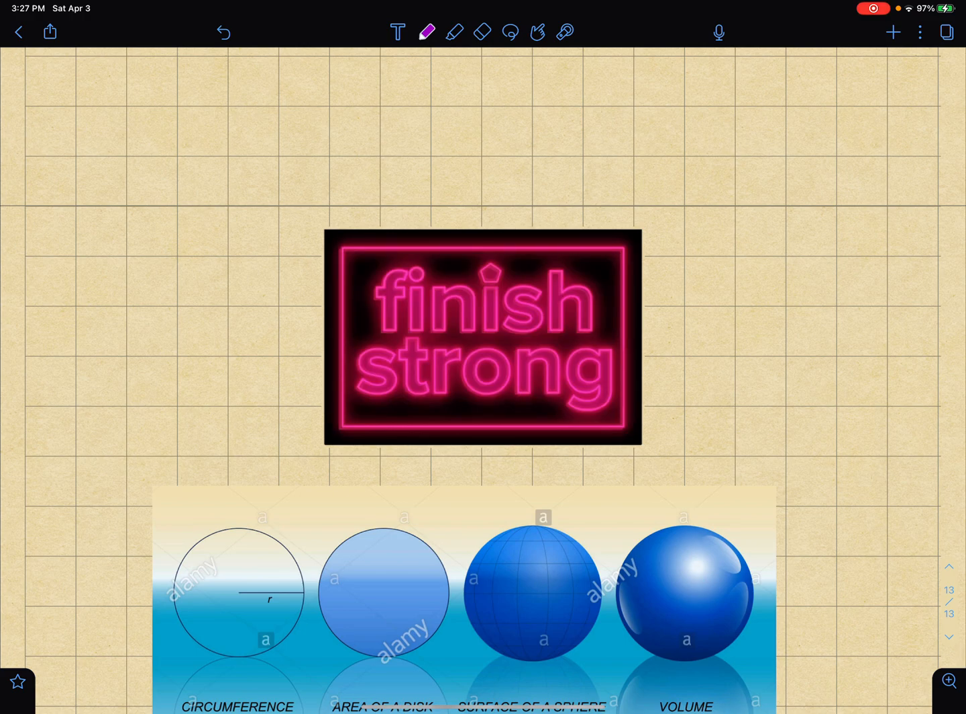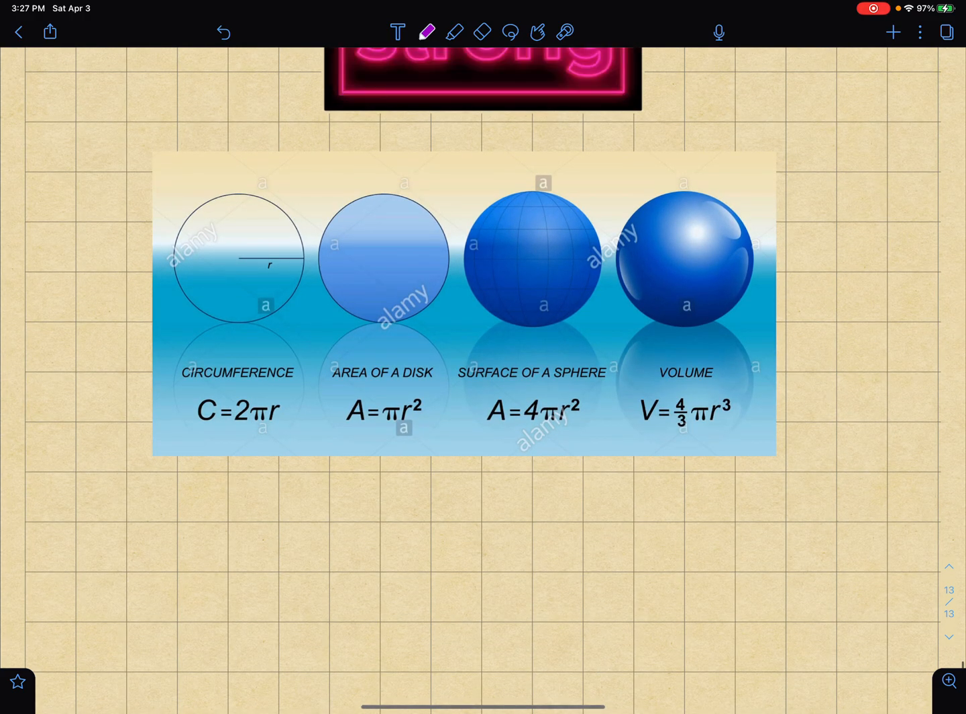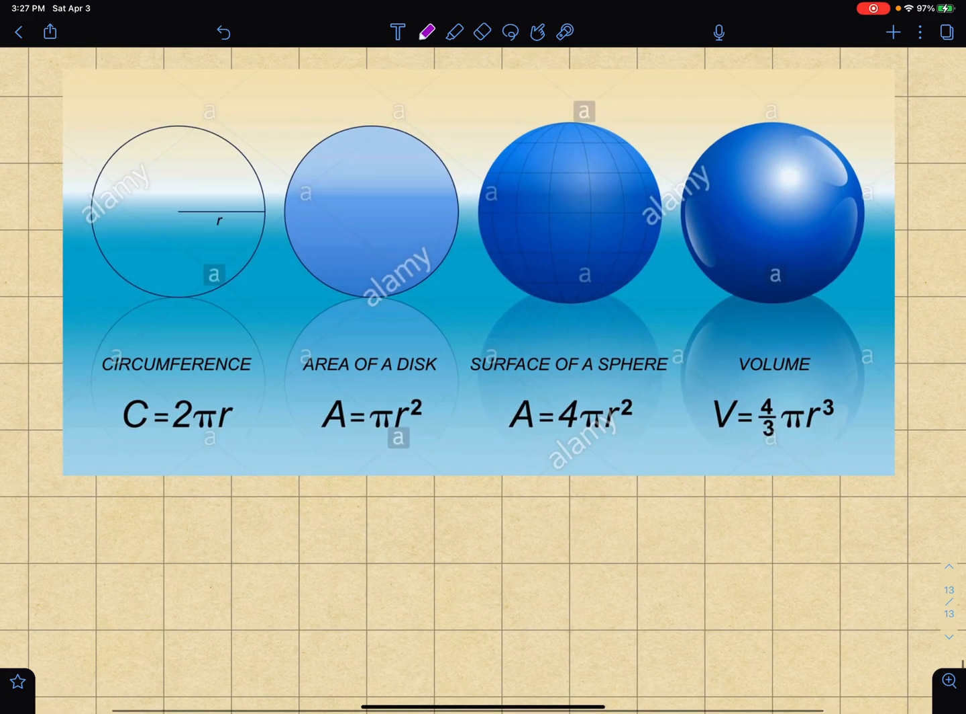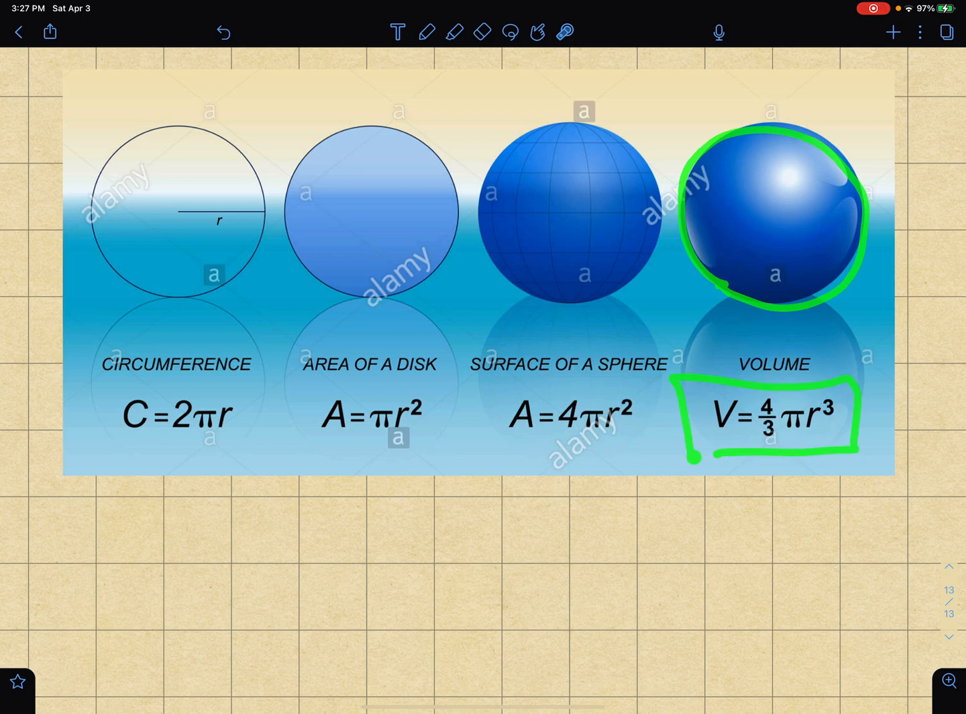Okay, we're going to finish strong here because I'm going to remind you of everything we've learned about spheres so far. This is not really a sphere, I guess. The first one is just the circumference. So the circumference of a circle is 2 pi r. What's the area of a circle? Pi r squared. What's the surface area of a sphere? 4 pi r squared. And what's the volume of a sphere? 4/3 pi r cubed.